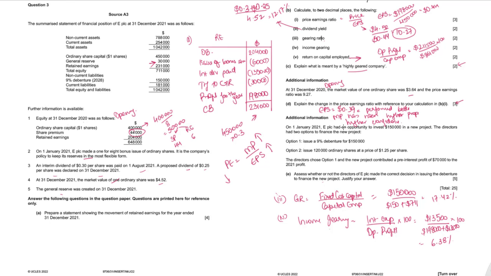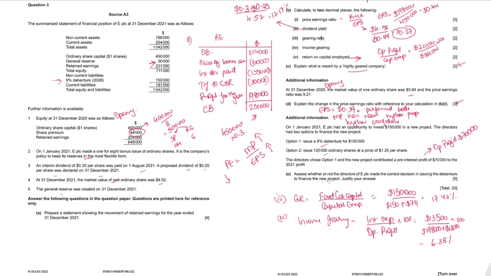On 1st Jan, EPLC had an opportunity to invest 150,000 in a new project. The directors had 2 options. They could issue 9% debentures for 150,000. They could also issue additional ordinary shares. The directors chose option 1. Okay, they took debt, which is also evident in the balance sheet. And the new project contributed pre-interest profit of 70,000. So basically this option increased the operating profit by $70,000.